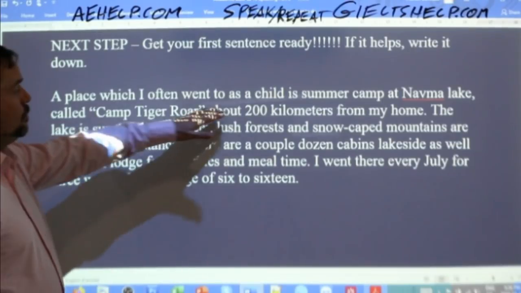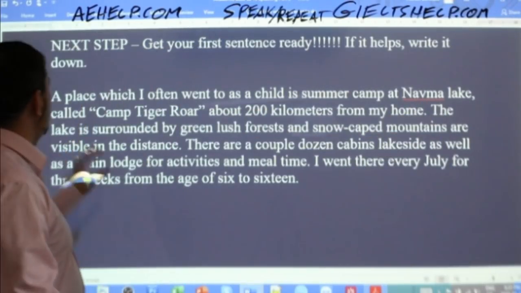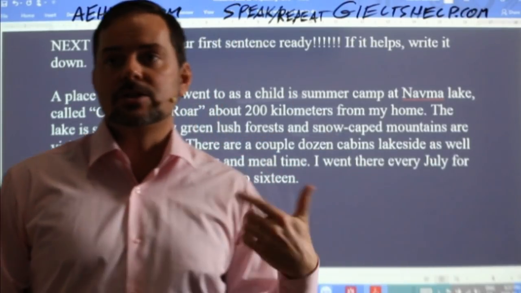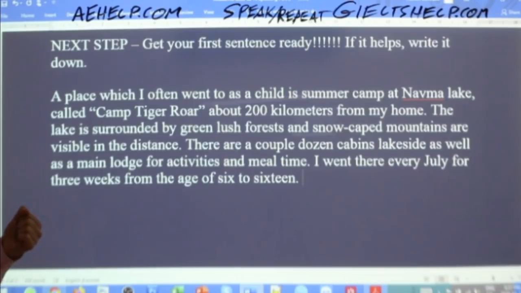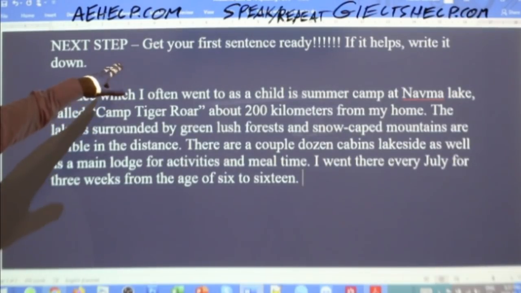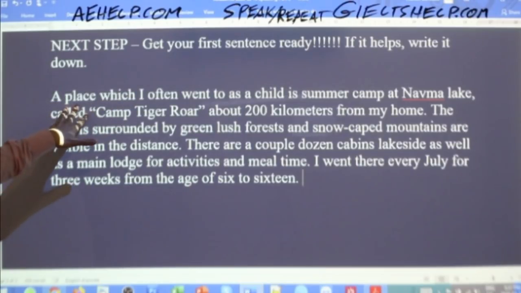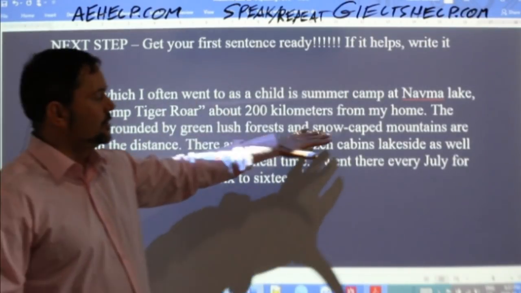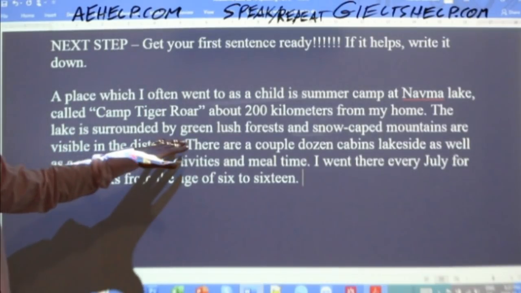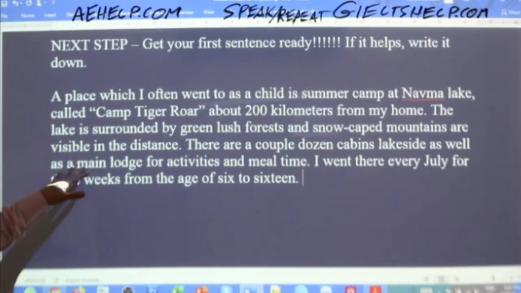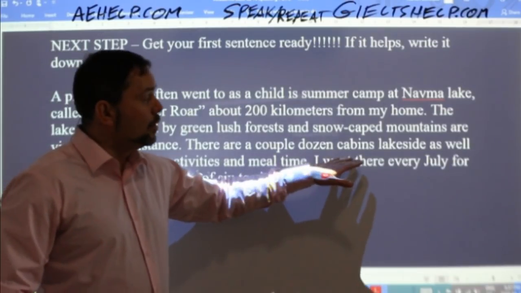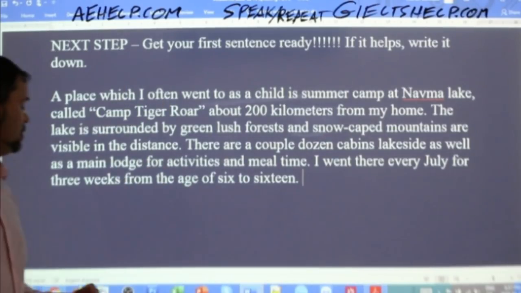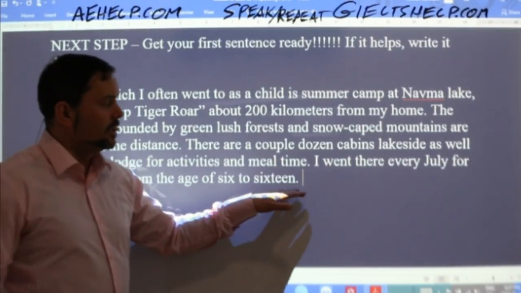A place which I often went to as a child is summer camp at Navma Lake called Camp Tiger Roar. Students, I'm going to start that again. I want you to speak with me. Thanks, Venzate. I just saw your comment there. So read with me. A place which I often went to as a child is summer camp at Navma Lake called Camp Tiger Roar, about 200 kilometers from my home. The lake is surrounded by green, lush forests, and snow-capped mountains are visible in the distance. There are a couple dozen wood cabins lakeside, as well as a main lodge for activities and mealtime. I went there every July for 3 weeks from the age of 6 to 16.